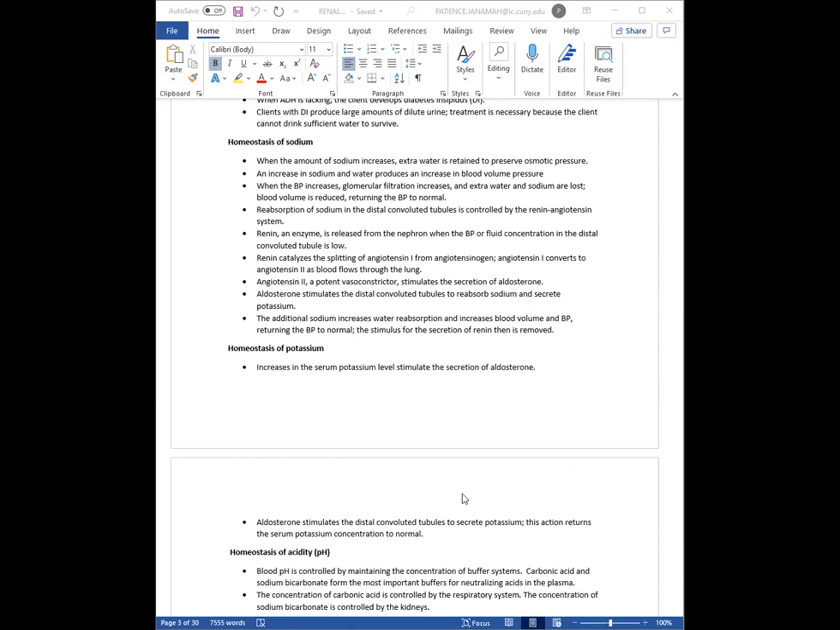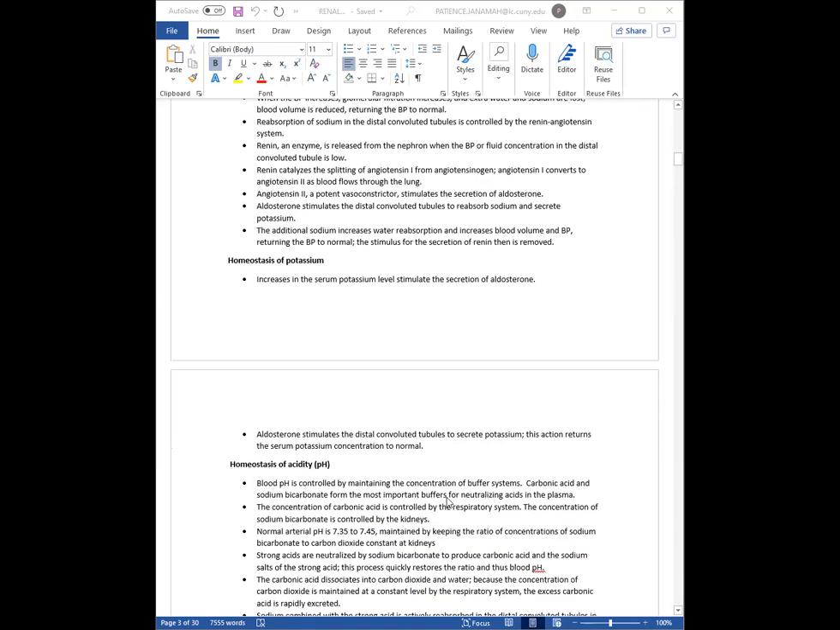Now we have seen that if serum potassium is high in your body, if you keep taking a lot of bananas, it will increase your potassium. If you have increased potassium in your body, it will stimulate the secretion of aldosterone. So aldosterone will be stimulated, and aldosterone will stimulate the distal convoluted tubule. I had mentioned that angiotensin 2 is a vasoconstrictor, and that one stimulates the aldosterone. So it also stimulates the distal convoluted tubules to secrete potassium, and this action returns the serum potassium concentration to normal.